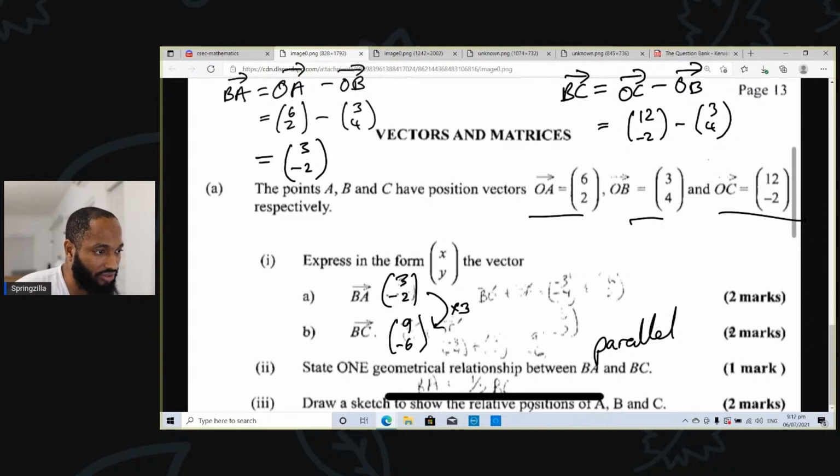Draw a sketch to show the relative position of A, B, and C. Someone said a half. Nah, you got that wrong. It's a third. BA is 1/3 of BC, not a half. So you can write that too: BA is 1/3 of BC. How am I doing this way?